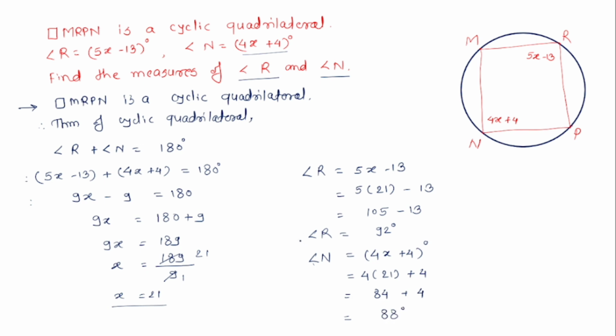So these are the measures of angle R and angle N. That is, the measure of angle R is 92 degrees and the measure of angle N is 88 degrees. So this is how we can solve problems based on the theorem of cyclic quadrilateral.